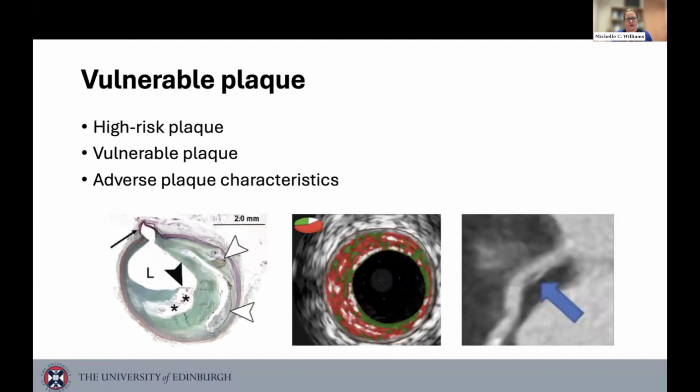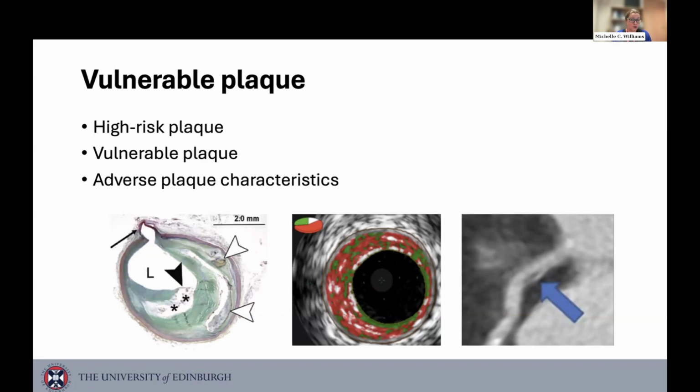So let's start with the vulnerable plaque. It's got a variety of different names: high risk, vulnerable, adverse plaque. Everyone calls it something different, and we can image it in lots of different ways. So here on the left, we've got the classic thin cap fibroatheroma, the pathological correlate of your vulnerable plaque, the one that we think causes many, not all, but many myocardial infarctions.